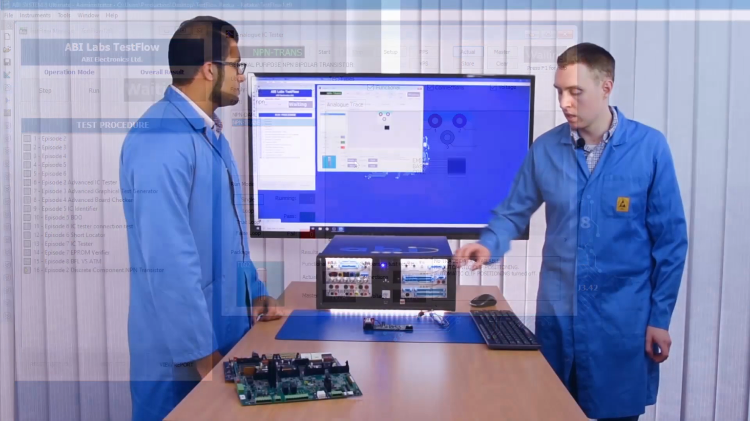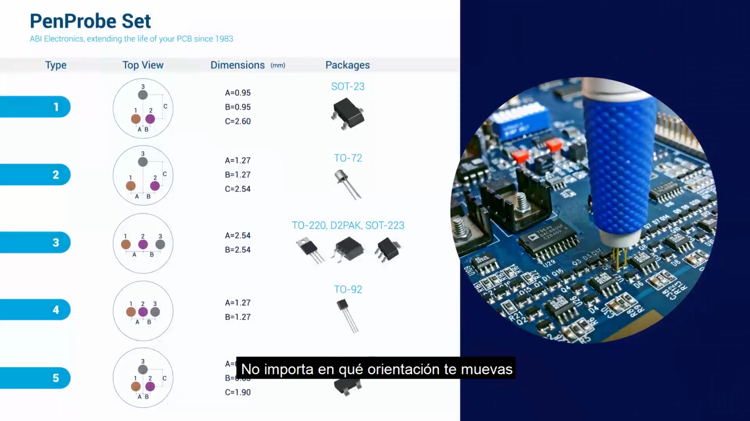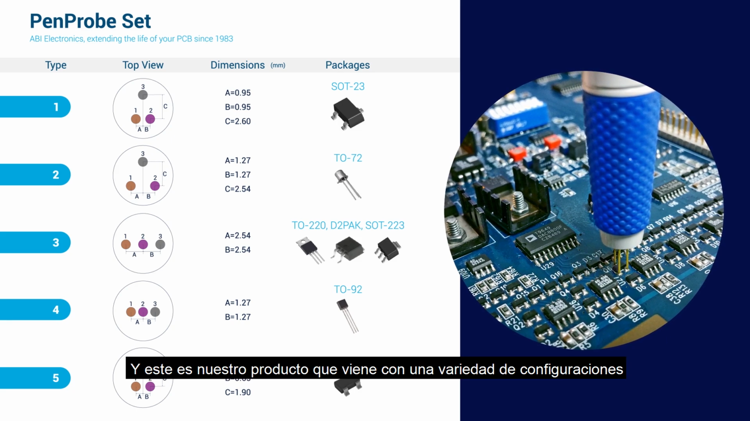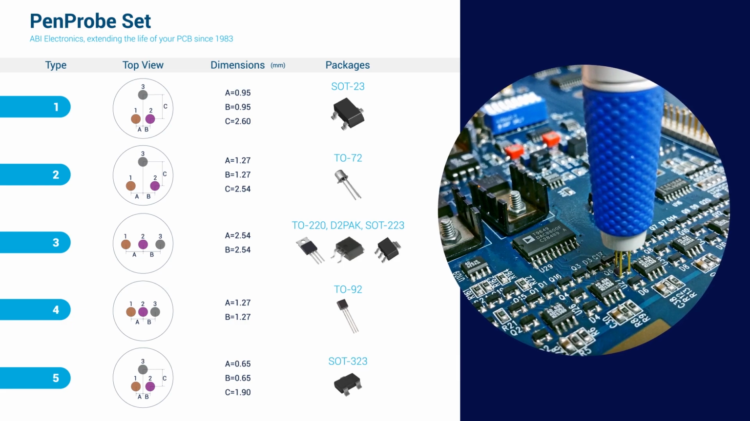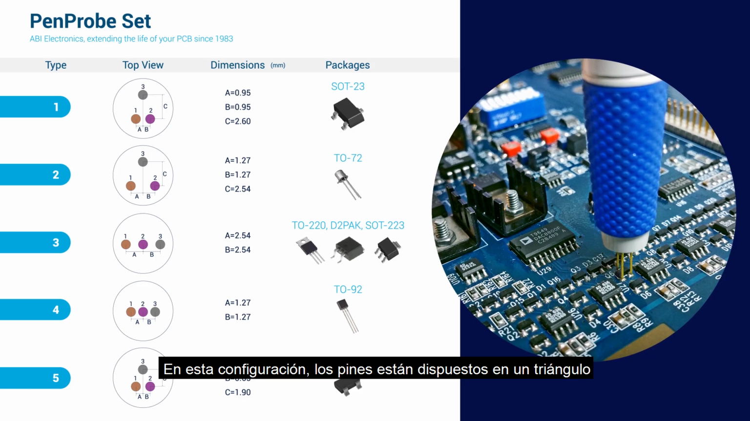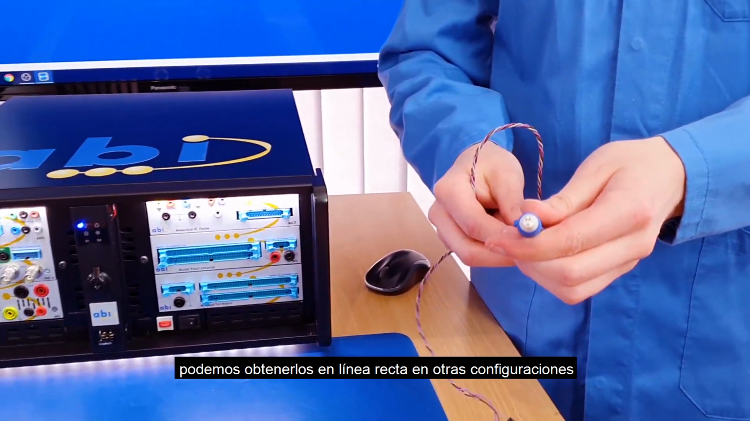Open the device there. I can then measure the device with the pen probe. It doesn't matter which orientation you get it around, as long as you put them in the right place. And this is our product that comes with a variety of configurations for the pins on the end. In this configuration, the pins are arranged in a triangle. We can get them in a straight line and other configurations.